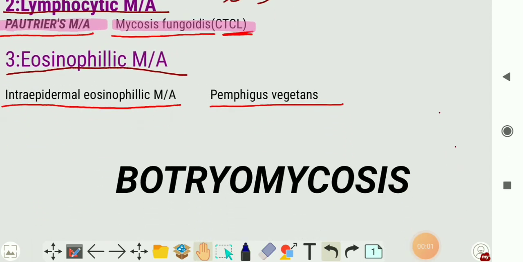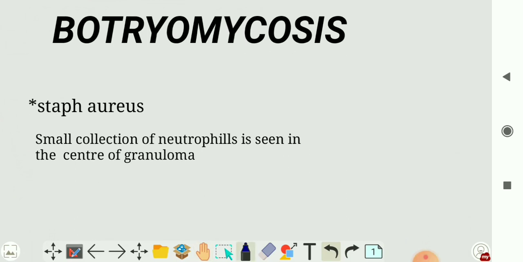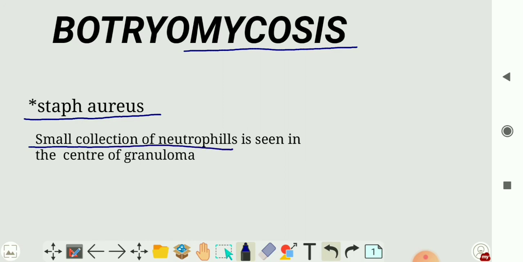Now let's move on to another important microabscess, that is botryomycosis. Here is a term mycosis. We all are aware that mycosis is a fungal infection, but botryomycosis is a misnomer. It's not a fungal infection. It's caused by Staph aureus, and a small collection of neutrophils is seen in the center of the granuloma of botryomycosis, though it is labeled as a microabscess.